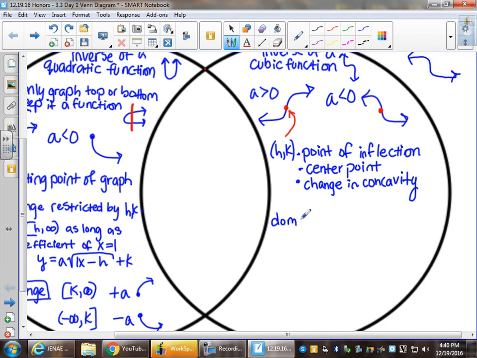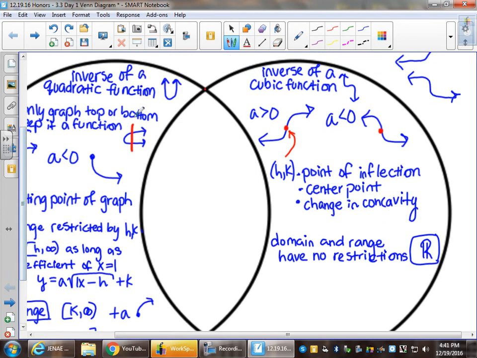Just by looking at the graph, I think we can see something awesome. Domain and range have no restrictions. If we look at this graph, I come in from the bottom, I come in from the top, I hit arrows. Negative infinity to infinity for the range. Come in from the left, negative infinity, come in from the right, positive infinity. No restrictions at all.